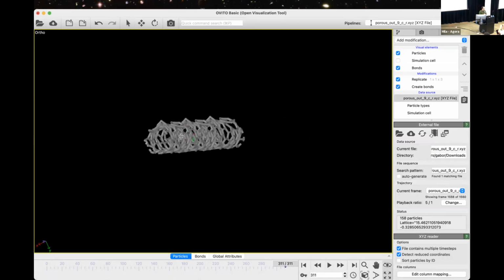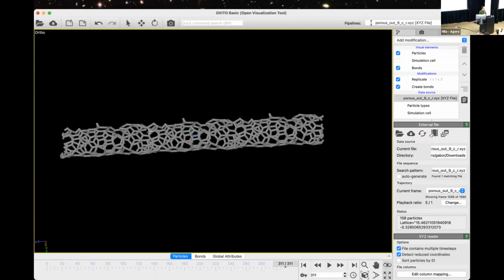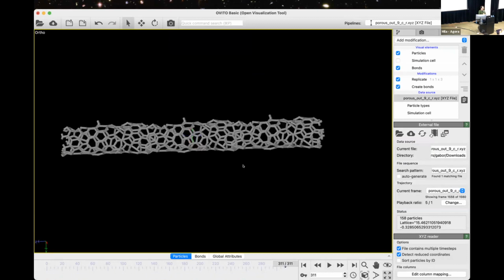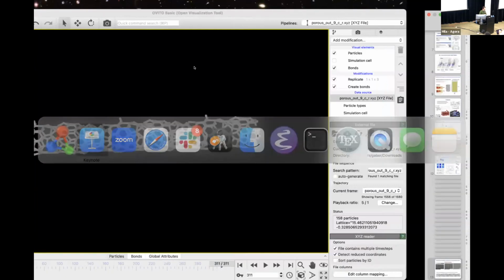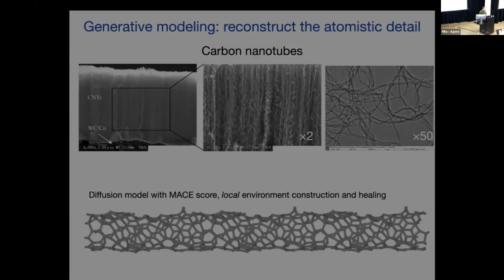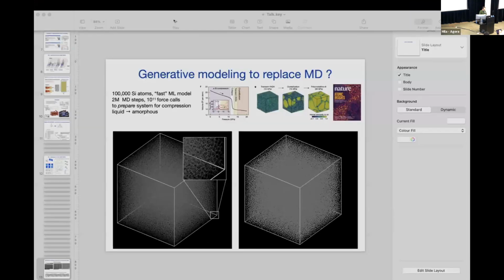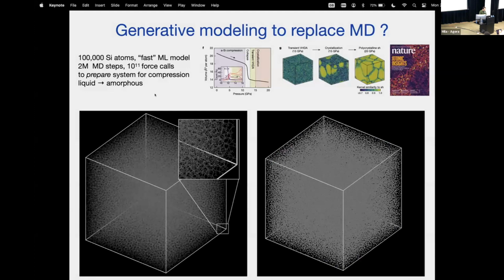But I hope that in the future, we can do these kinds of things where we look at experimental images of not quite atomic resolution, and we are able to backfill and see where the atoms are with a combination of quantum mechanical knowledge and the ability to do generative modeling. And what I'd really like to do is replace molecular dynamics by generative modeling. So here's the kind of vision. We haven't done this yet, but here's the example.